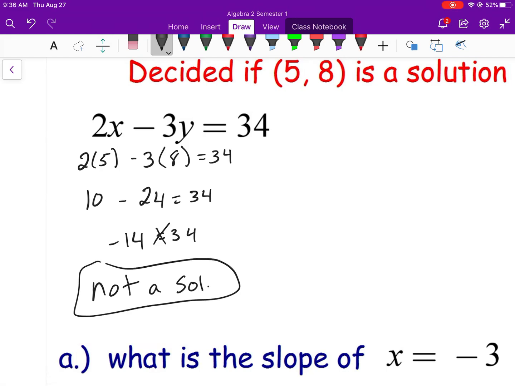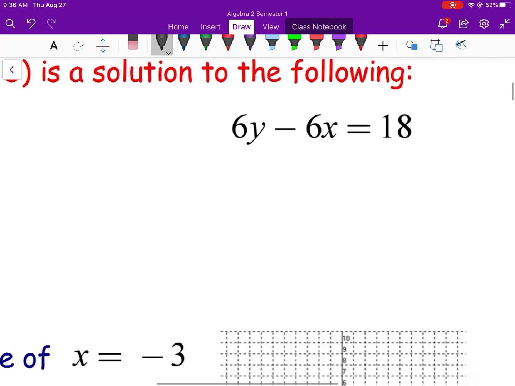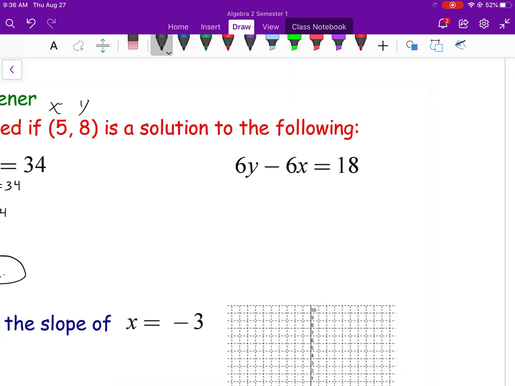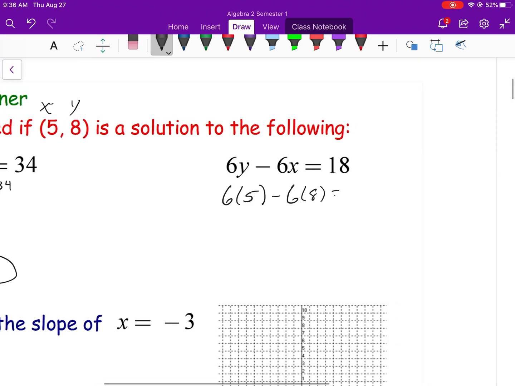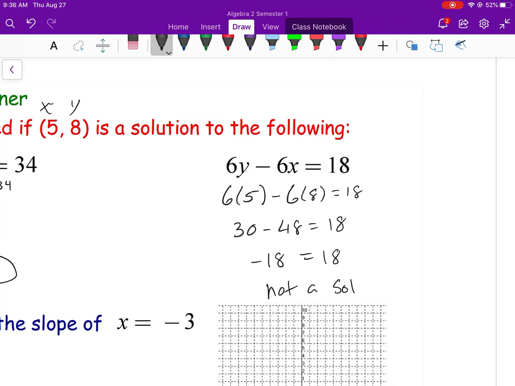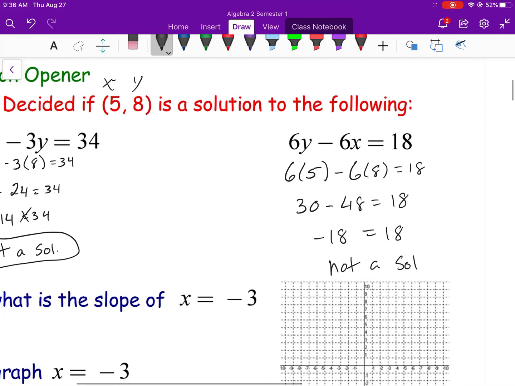Okay, so just plugging that ordered pair in to see if you get a true statement. Same thing here. You get 6 times 5 minus 6 times 8 equals 18. We get 30 minus 48, which is negative 18 when you simplify that side. And negative 18 does not equal 18, therefore it is not a solution again. Just plugging that ordered pair in to see if it works.